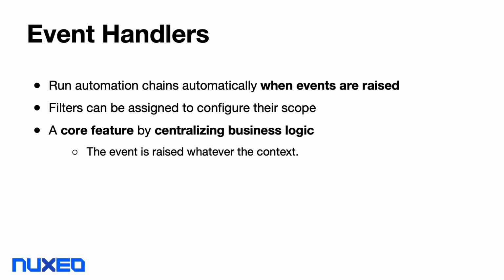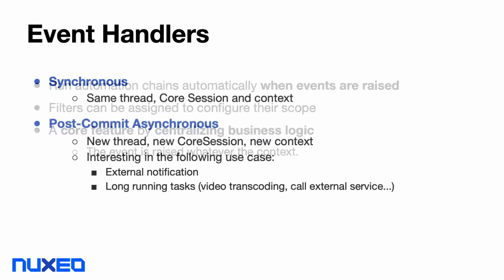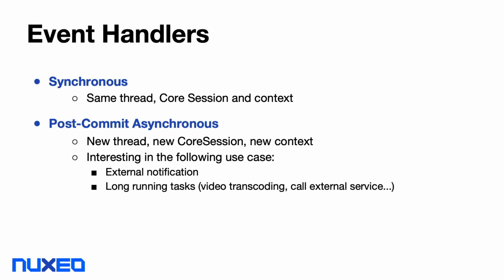Event handlers can commit changes synchronously or asynchronously. If it's synchronous, the automation chain or automation scripting is executed on the same thread in the same core session and context. If it's asynchronous, the changes are executed after a commit on the core session in a new thread, new core session, and new context.